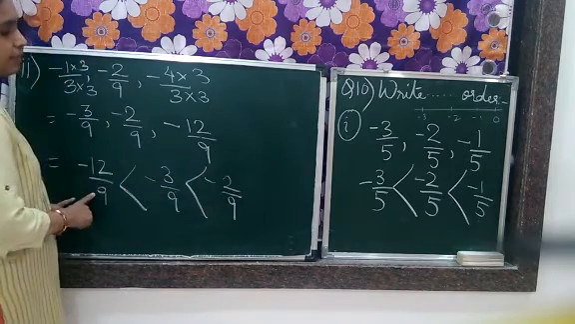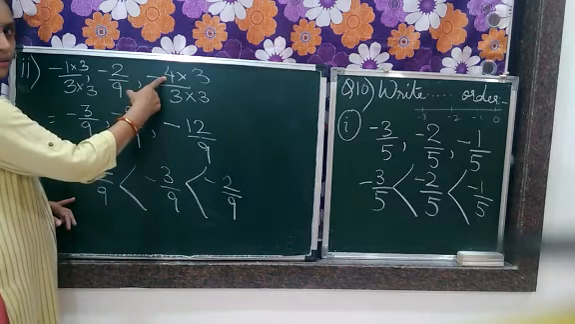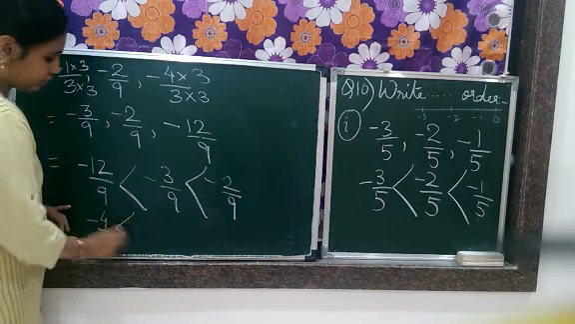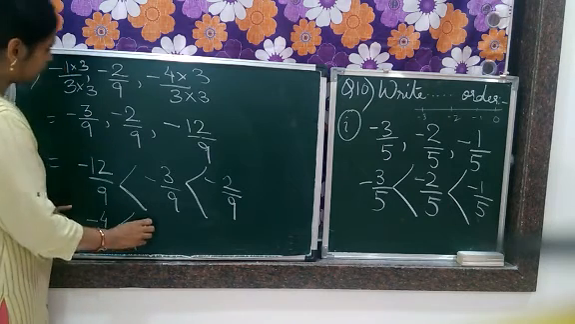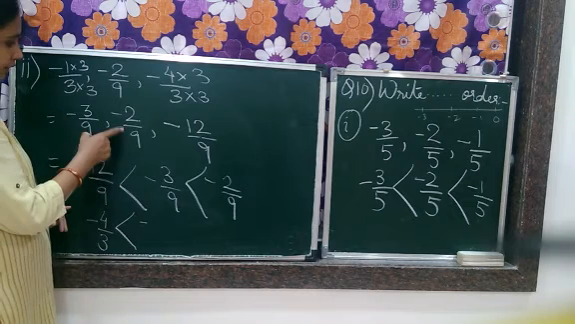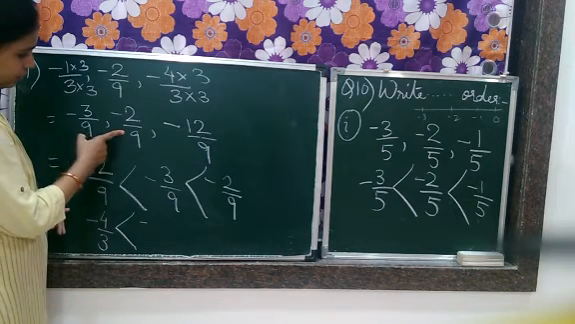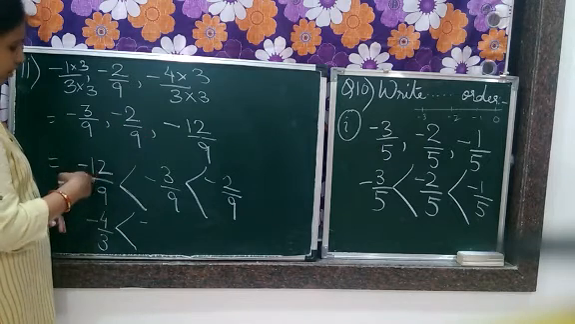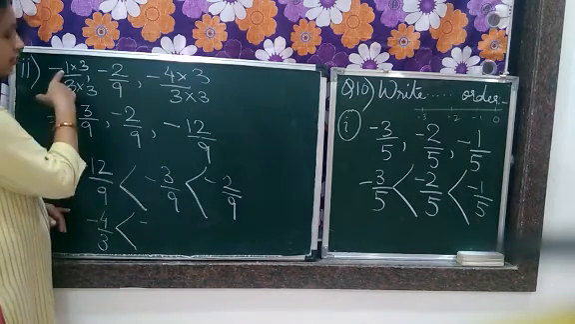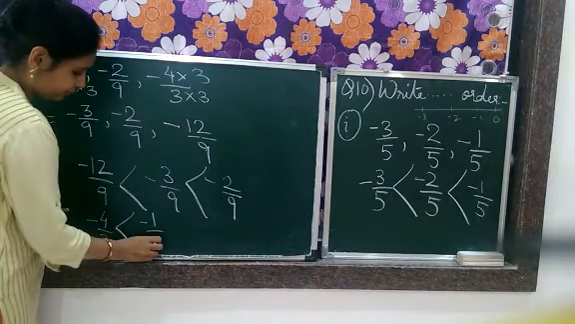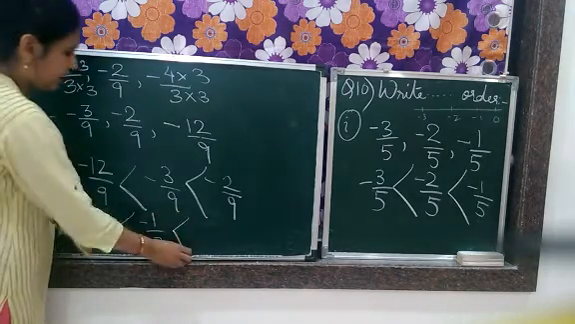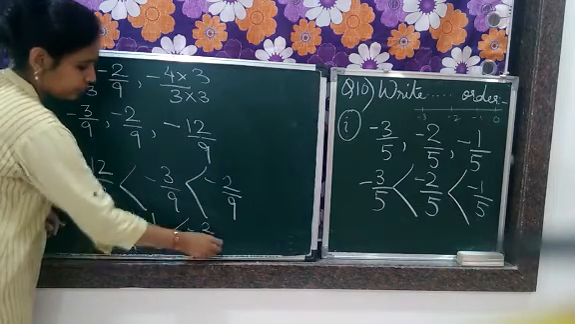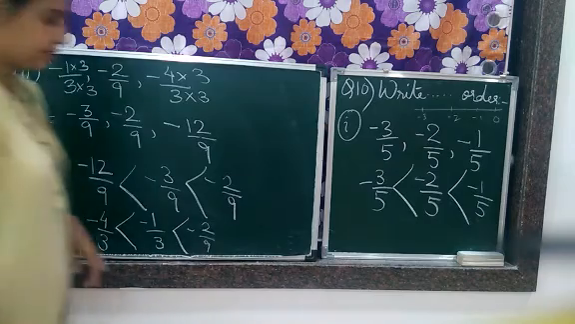Now who is representing minus 12 by 9? Which rational number? Minus 4 by 3. That means minus 4 by 3 is the smallest. Then is 3 by 9, that is this one. No. 12 by 9, 3 by 9. 3 by 9 is minus 1 by 3. Minus 1 by 3, and then is minus 2 by 9, the largest. This completes the second question.